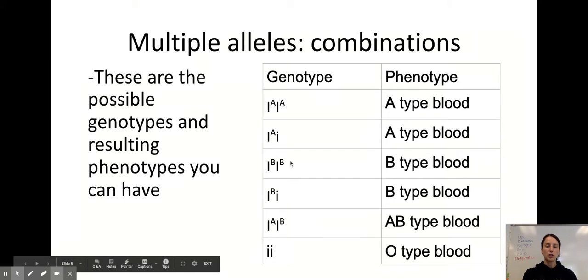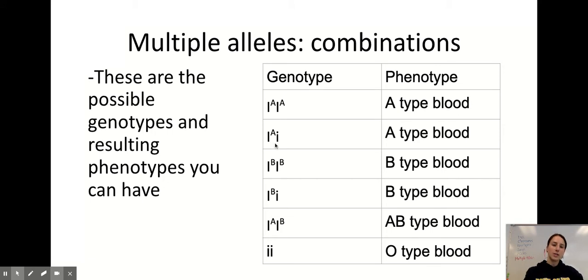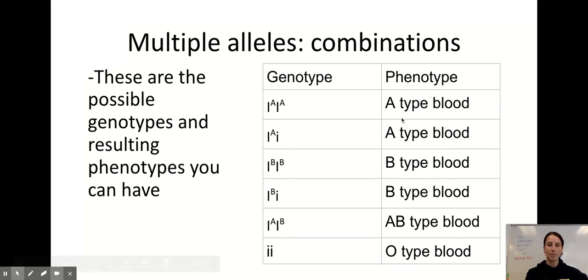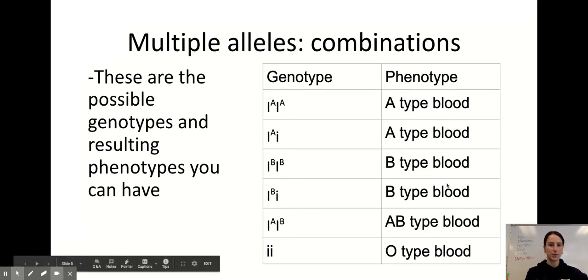i. Here are the possible genotypes and phenotypes you can have. So there's a lot more combinations than with just 2 alleles, right? So you can have 2 A's, which is going to give you A type blood. You can be heterozygous for A type blood. You can be homozygous dominant for B type blood, heterozygous for B type blood. You can have an A and a B, and that's AB type blood, or you can be homozygous recessive, which gives you O type blood. So you've got lots of different combinations here for your genotypes, and then 4 different possible phenotypes.